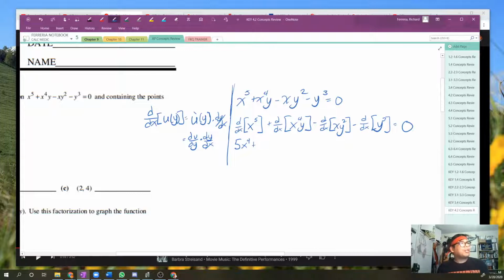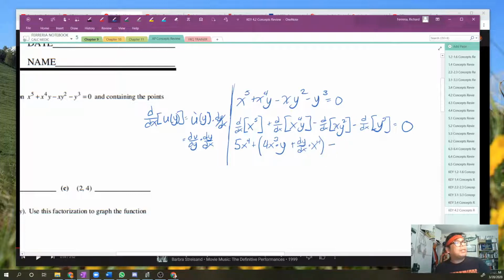The second expression, this is going to be a product rule because we have x to the fourth multiplied by y. So it's going to be the derivative of that first function, which is 4x cubed, multiplied by y, plus the derivative of y multiplied by that first function in the pair. So the derivative of y is dy dx multiplied by x to the fourth. See how this is going?